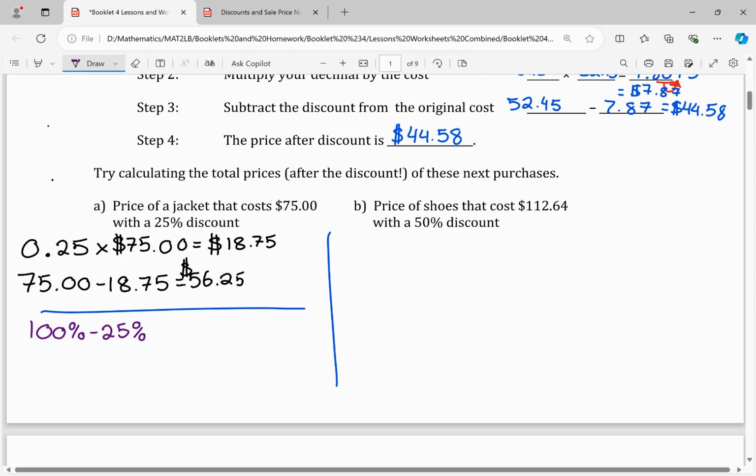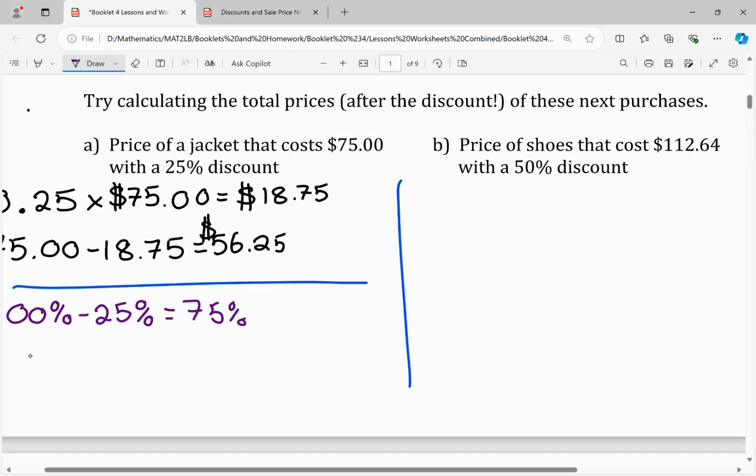Why am I doing this? If I have 25% off of this item, then I'm not paying for 100% of it. I'm only paying for 75% of it. 25% off is the same thing as 75% on. I'm only paying for 75% of this item.